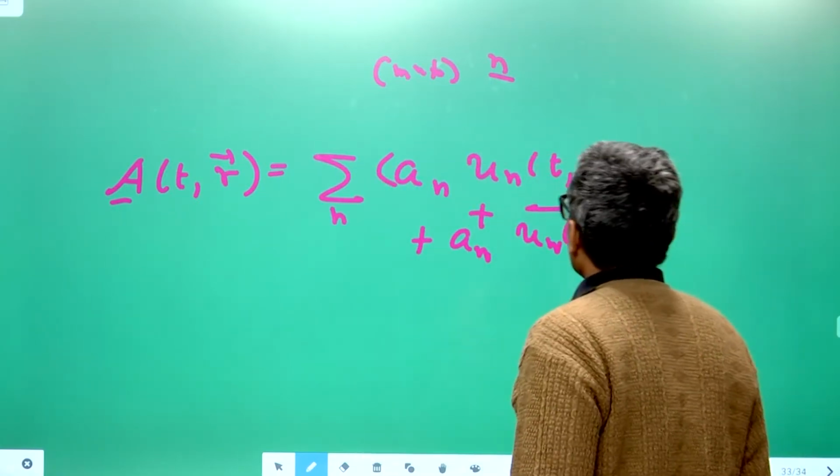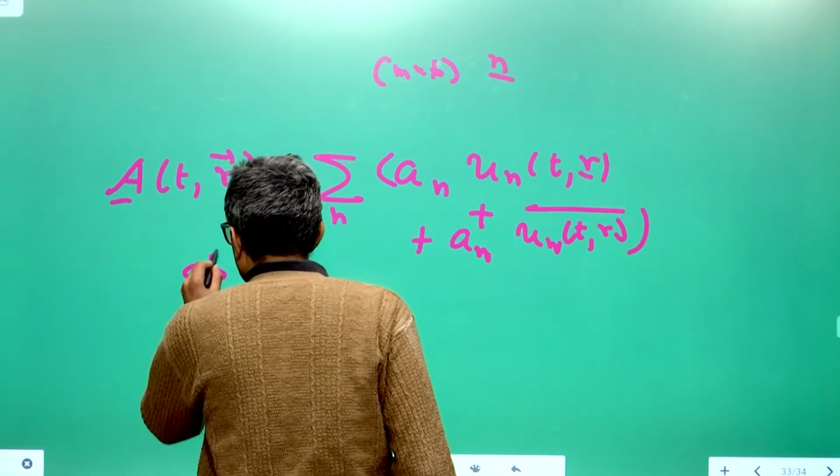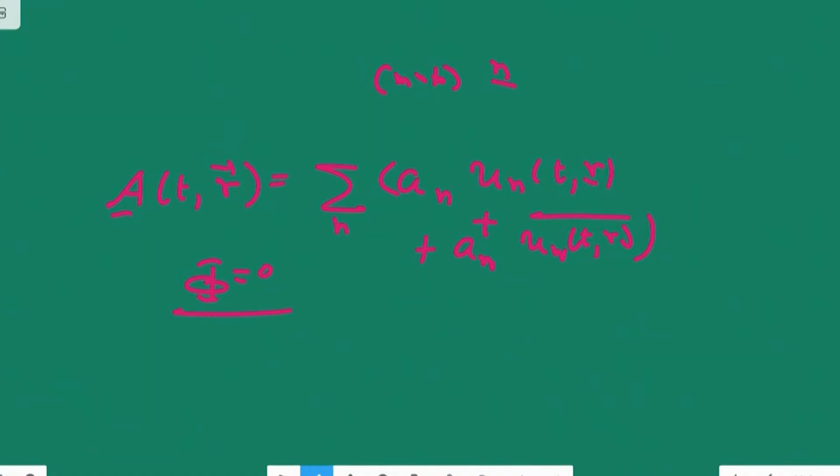Likewise, since you are choosing a gauge in which phi is 0, you do not bother about the electric scalar potential. If you compute the total energy of the field within the cavity, it is a quadratic form in An and An dagger. You can see that this energy must be of the form summation omega n An dagger An, where omega n's are the characteristic frequencies of oscillation within the cavity.